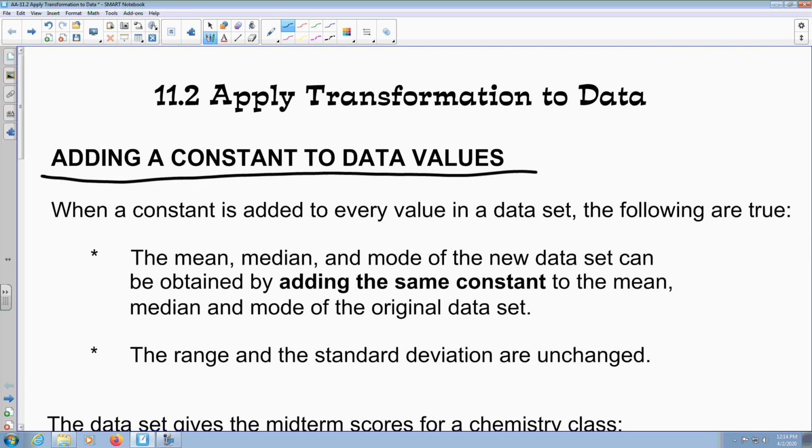All right, so like what it says up there, when a constant is added to every value in the data set, the following are true. This note here says the mean, median, and mode of the new data set can be obtained by simply adding the same constant to the mean, median, and mode of the original data set. So whatever you find from the original data set, just add the constant and you're going to get the new result. Here, it says that the range and standard deviation will be unchanged. So it doesn't matter what you add to the original data set, they're still going to remain the same.